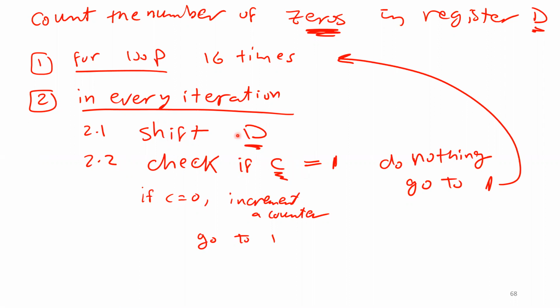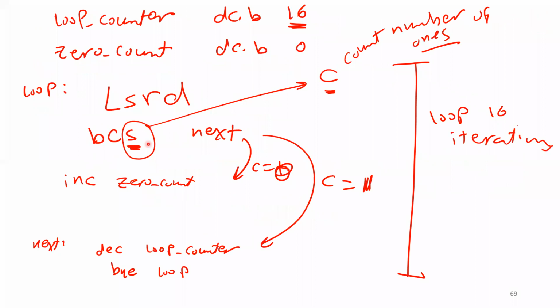Because when I shift, I'm going to get one bit. I'm going to store it in the carry. That's what. So number one, I'm going to shift. Number two, I'm going to check the carry, right? So I'm going to say branch if carry is set. So if the carry is one, go to next.